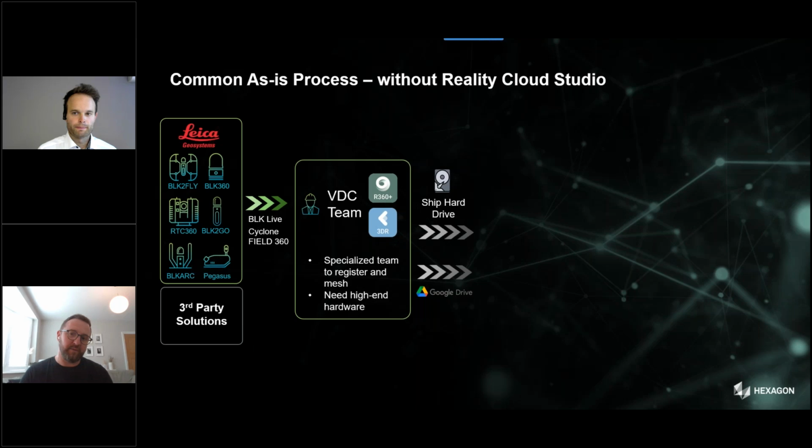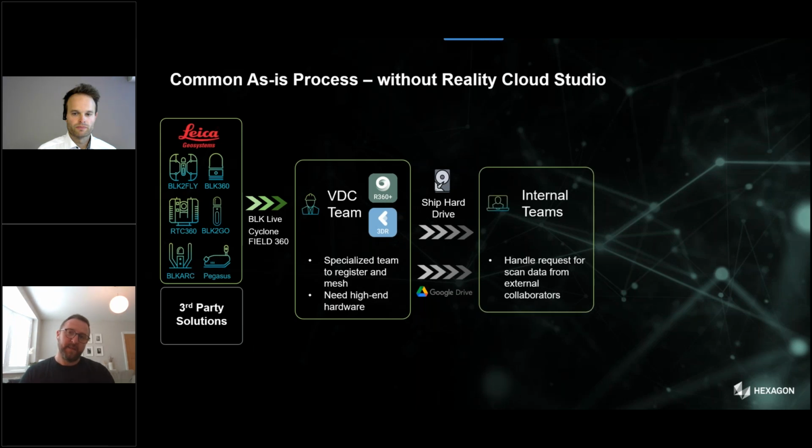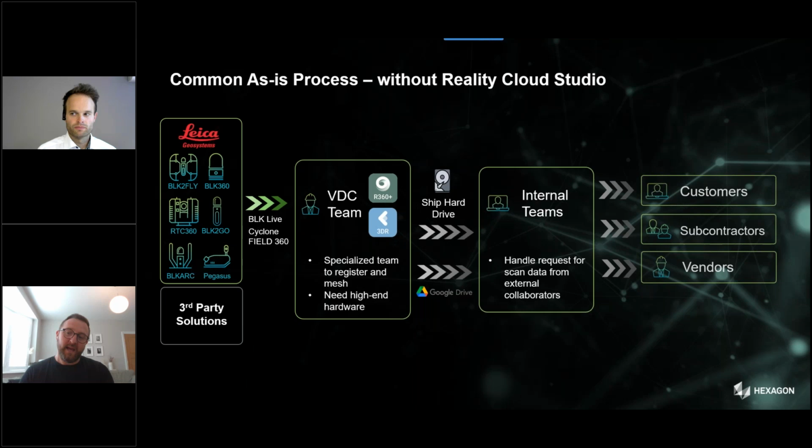or maybe they're doing some processing in Leica Cyclone 3DR. And then you would typically maybe ship a hard drive or a USB drive, or use something like Google Drive or Microsoft OneDrive to share that data with other partners and other internal teams. And then, of course, you would need to share that data onto customers, subcontractors, vendors.